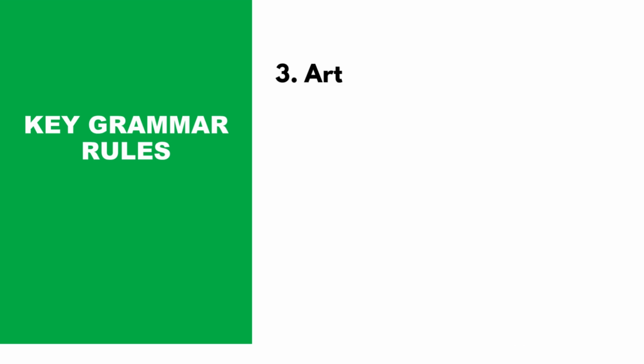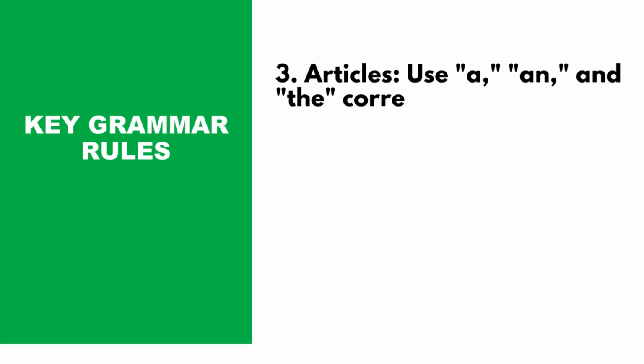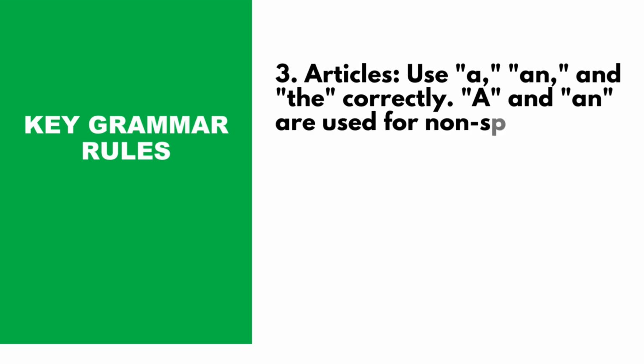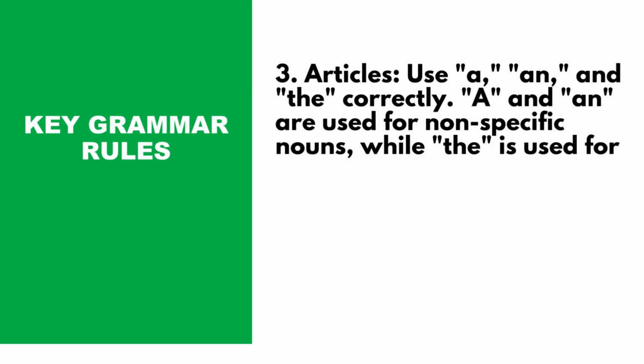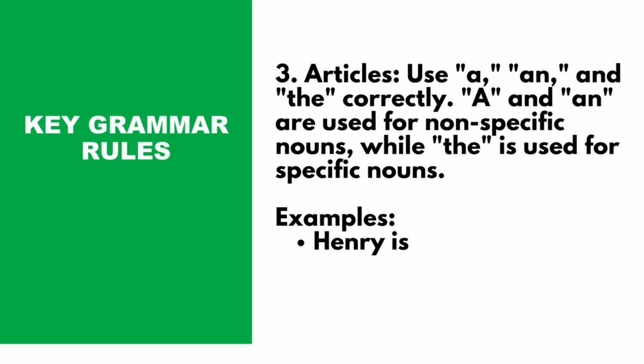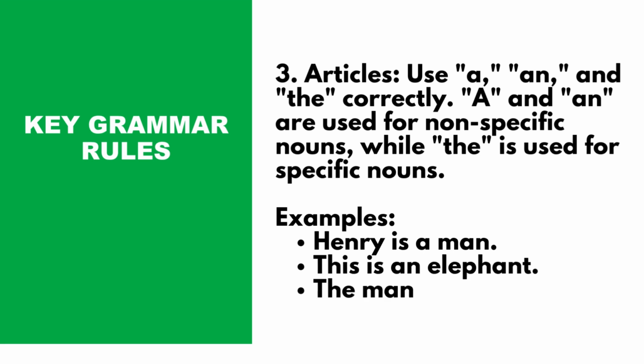Next, we have articles. You need to use articles correctly for you to make your English grammar good or correct. For your English grammar to be good, you need to master the correct uses of articles. So use a, an, and the correctly. A and an are used for non-specific nouns, while the is used for specific nouns.